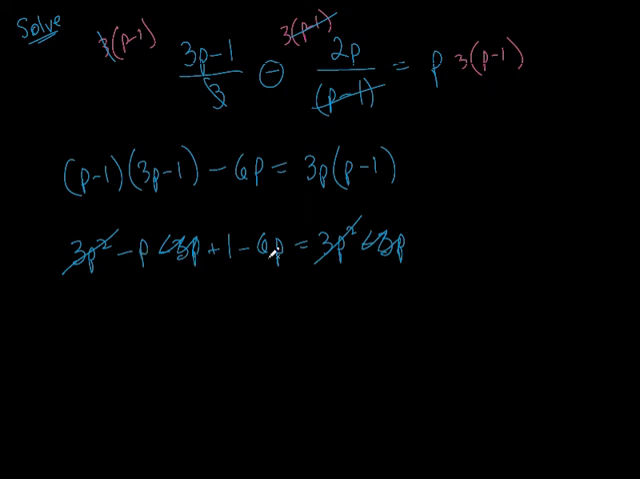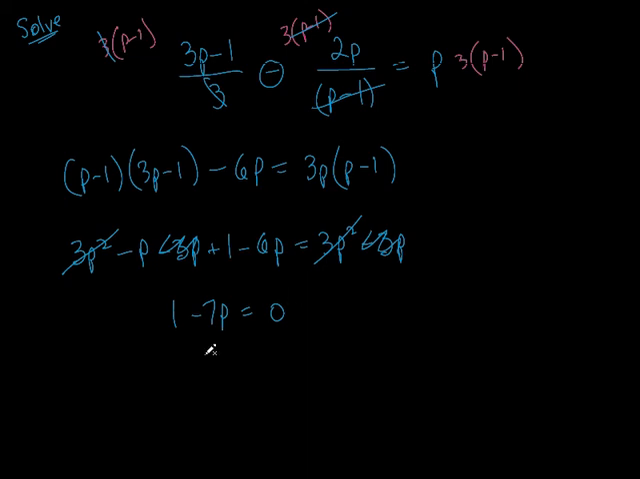So what do I got? Negative p minus 6p is negative 7p, right? And then a plus 1. I'm just going to put the 1 right there. You okay with that? What about the other side? Cancel everything out. What's up with that? What's that going to be then? It's going to be a 0. Exactly right. It's going to be a 0.